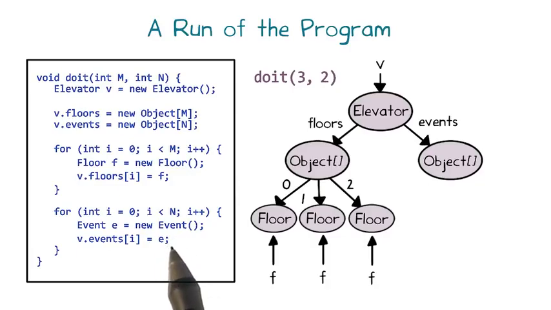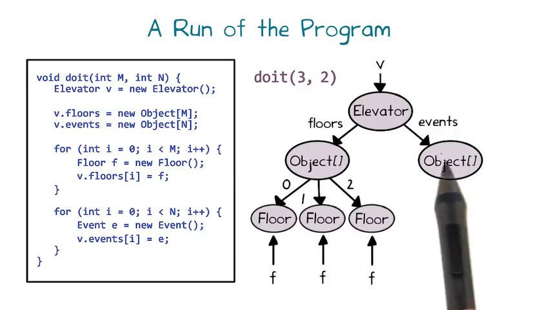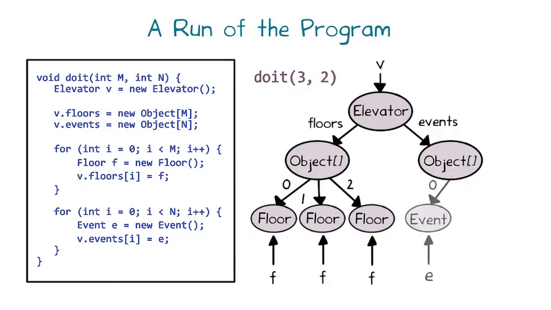We then assign the event object's memory address to the pointer e. Then we read the events field of the elevator object. And finally, we do a field write of the address in e to the 0th cell of the object array at the address contained in the events field. We then repeat this procedure for the 2nd iteration of this loop. This concludes the operation of the doIt function.